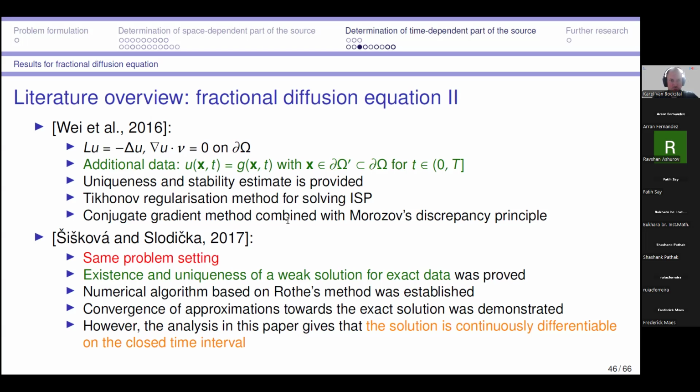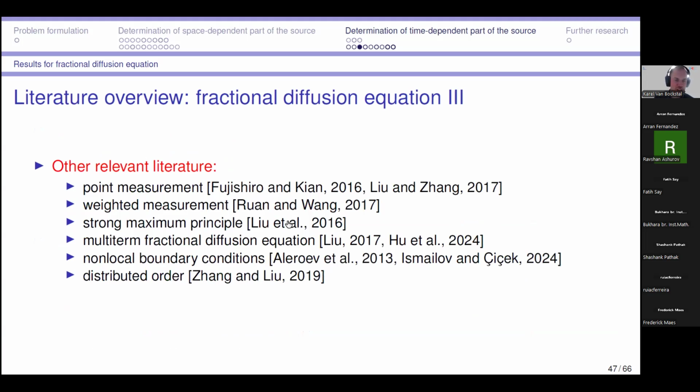resulting in two strong assumptions, two strong compatibility conditions, and resulting in the time derivative of the solution being L2 in time. Our goal was to extend to the situation, like I mentioned, where the time derivative of u is L1 in time, but still we only partially solved this problem.